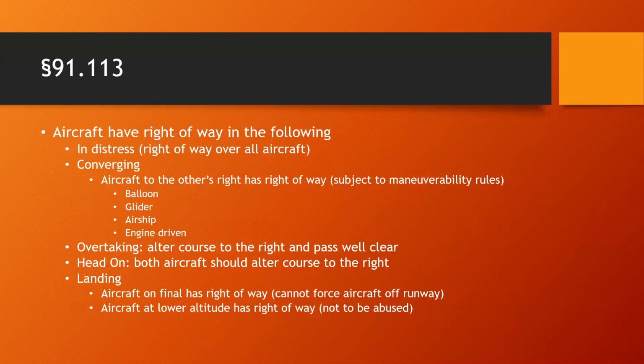An aircraft at a lower altitude has the right of way. Again, this is not to be abused, so you can't just go down to a lower altitude so that you have right of way to land. If you're on final and you're behind somebody at a higher altitude, and you want to get in front of them, so you go down to a lower altitude, that's not how this rule works. So the person who's closer to the runway would obviously still have the right of way. So yeah, don't abuse the regulations.